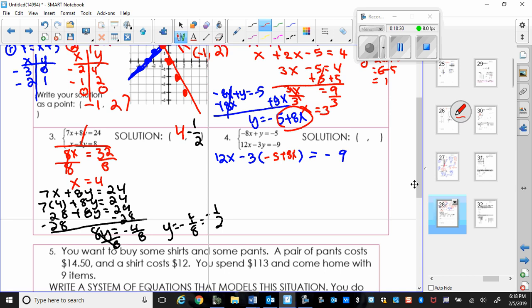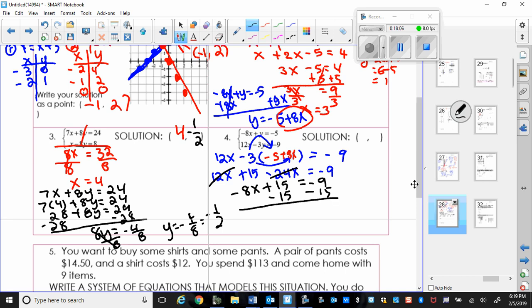I have to distribute. So I have 12x. If I'm distributing negative 3 to the first term inside, I get positive 15. If I distribute negative 3 to the second term inside, I get negative 24x equals negative 9. Right? So combining terms, 12x minus 24x is negative 12x plus 15. So I mark out what I've used, right? Equals negative 9, subtract 15 on both sides. I get negative 12x, well, this equals negative 24.